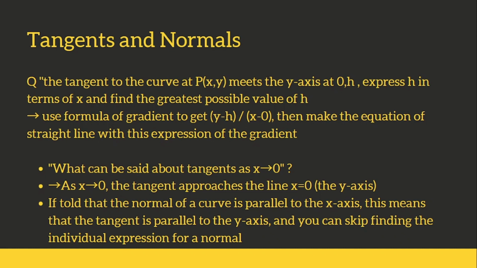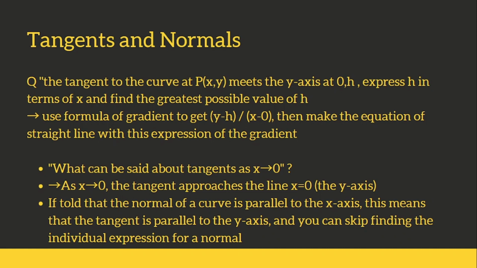Then next is about tangents and normals. So this is a question. The tangent to the curve at the point P(x, y) meets the y-axis at (0, h). So express h in terms of x and find the greatest possible value of h. So we will use the formula of gradient to get (y minus h) over (x minus 0) and make the equation of a straight line with the expression of the gradient.